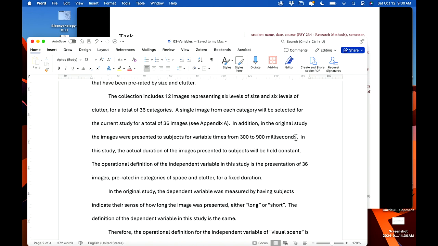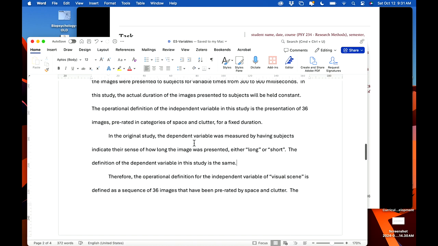Now I get into what I'm going to do. In this study, the actual duration of the images presented to subjects will be held constant. And then I just state it. The operational definition of the independent variable in this study is the presentation of 36 images pre-rated in categories of space and clutter for a fixed duration. That is my independent variable.